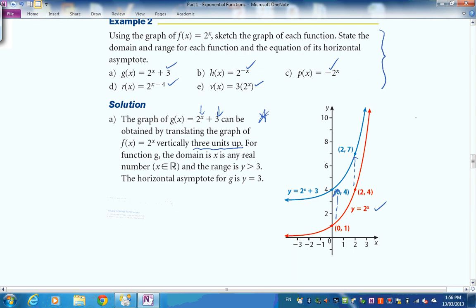So what would the new domain be? Well, we've only moved it in the y direction. We haven't affected the values that we can use in the function. So x is a member of R, and now the range is y is greater than 3, because we have moved it up 3. So 3 is the asymptote now, whereas y equals 0 was the original asymptote.